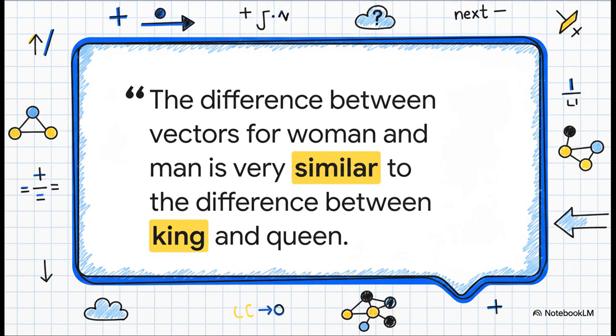For instance, here's the classic example. If you take the vector for the word king, subtract the vector for man, and then add the vector for woman, you land almost exactly on the vector for queen. This was a huge breakthrough. It proved that our language has a kind of geometric structure that computers can actually learn and navigate.